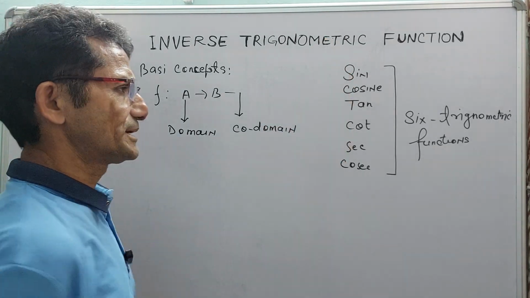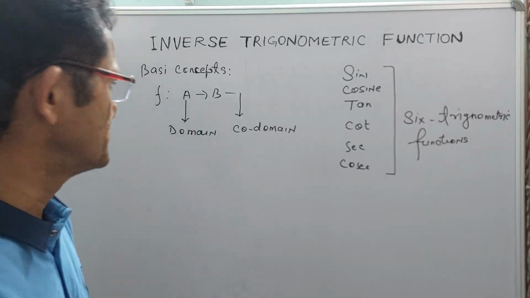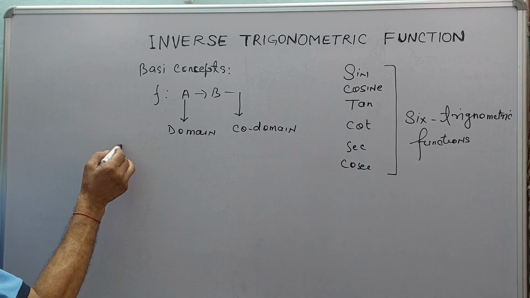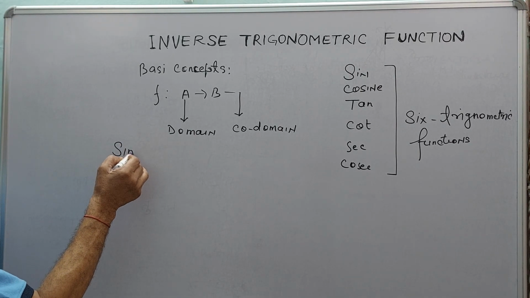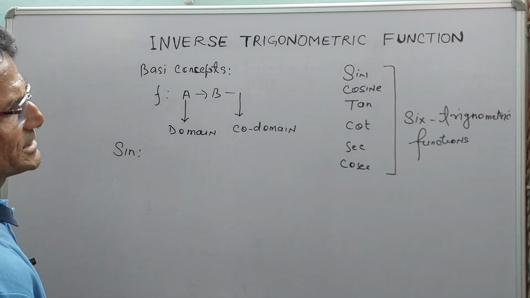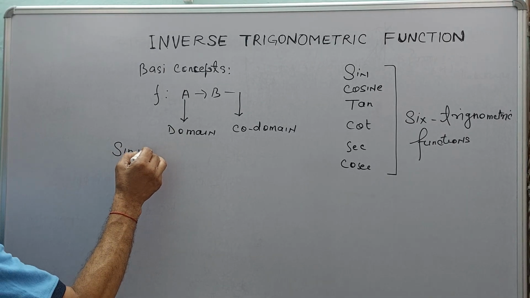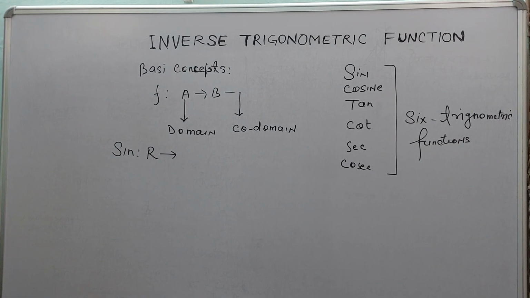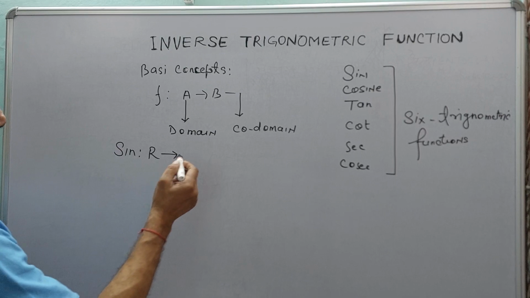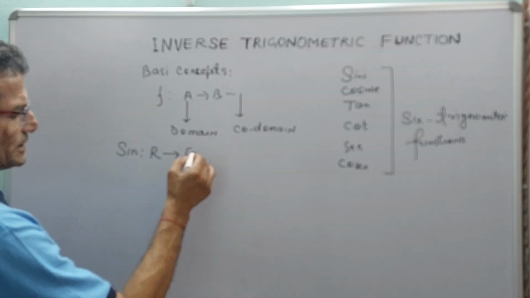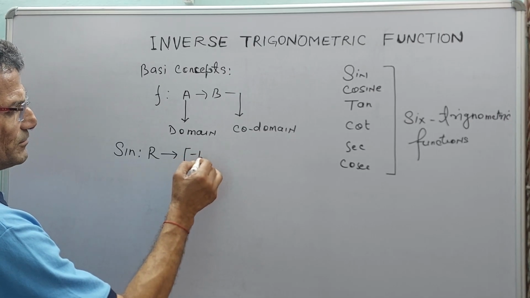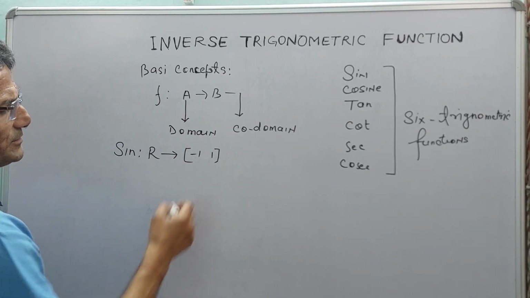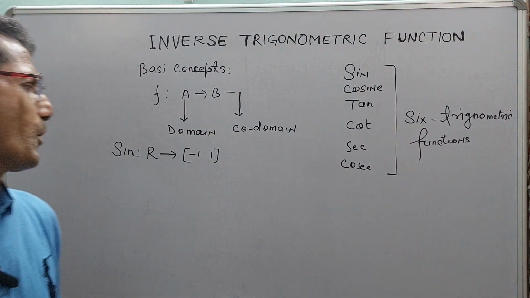So all these six trigonometric functions have respective domains and codomains. Let us begin with the sine function. For the sine function, its domain is the set of real numbers, R. The range is a subset of the codomain, and the range and codomain would be the interval from -1 to 1.